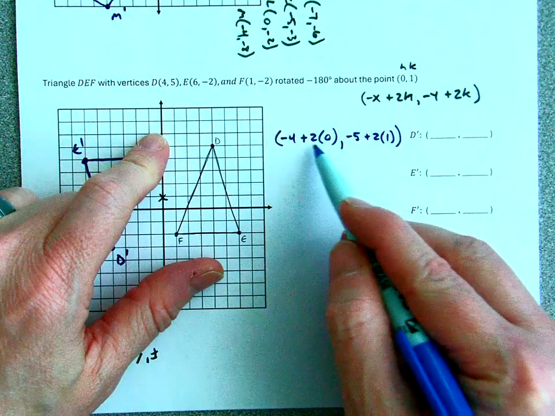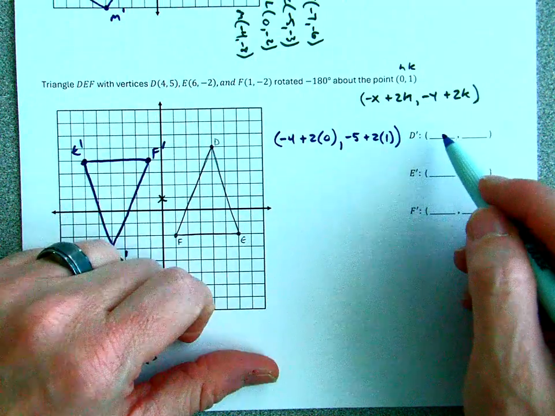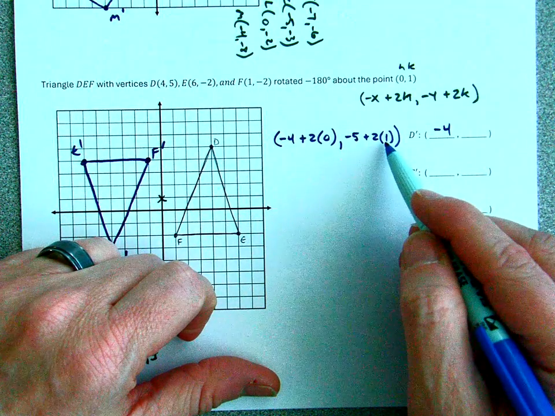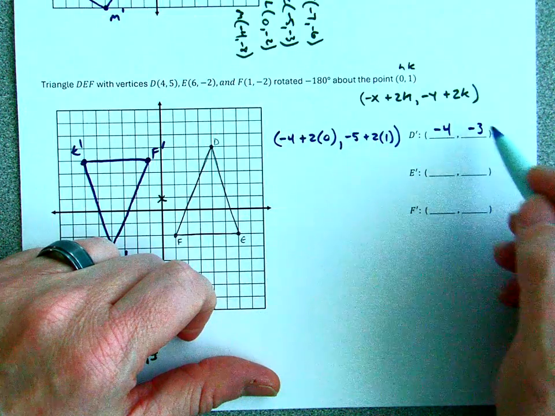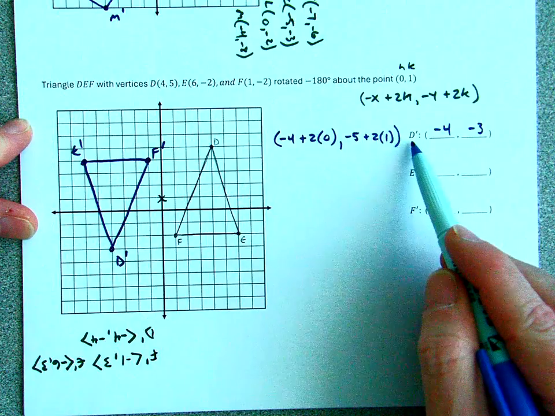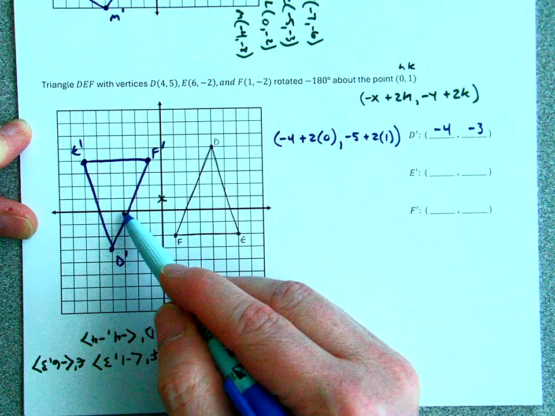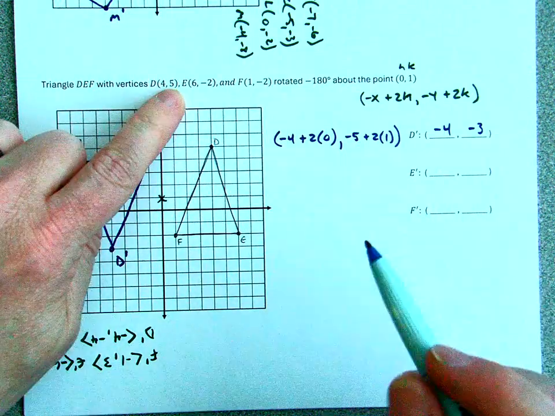So 2 times 0 is 0, plus negative 4 is negative 4, right? 2 times 1 is 2. 2 plus a negative 5 is negative 3. And if we wanted to check, this is D prime. D prime is at -4, -3. 1, 2, 3, 4, 1, 2. Looking good. Right? Let's do E.